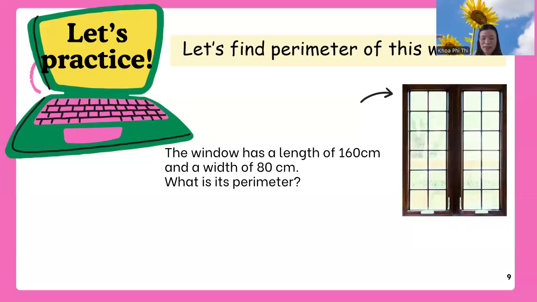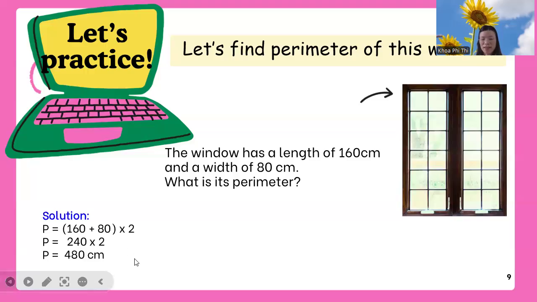Let's look at the way that most of you chose to find the perimeter. Look at Anne's board. Length plus width, times 2. 160 plus 80 equals 240, and then multiply by 2, and that gives 480 centimeters. The window has a perimeter of 480 centimeters. Super job! Now, would you like to try another?